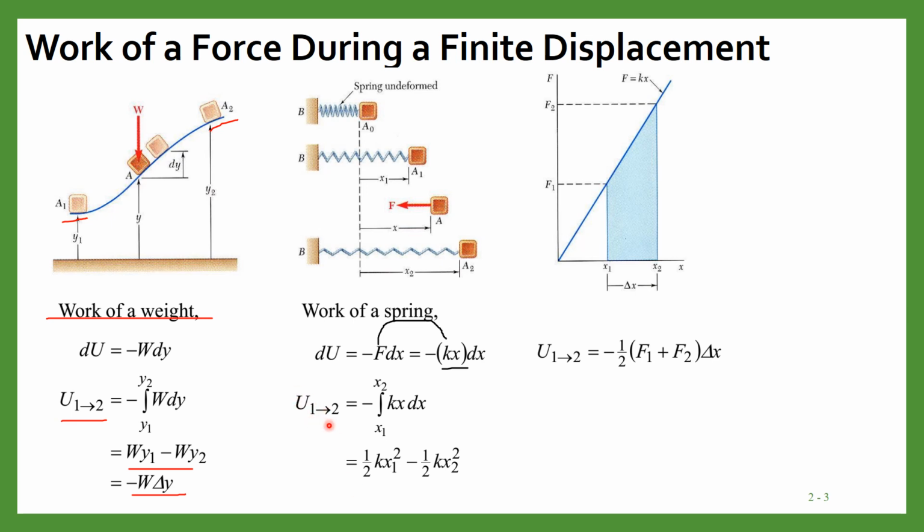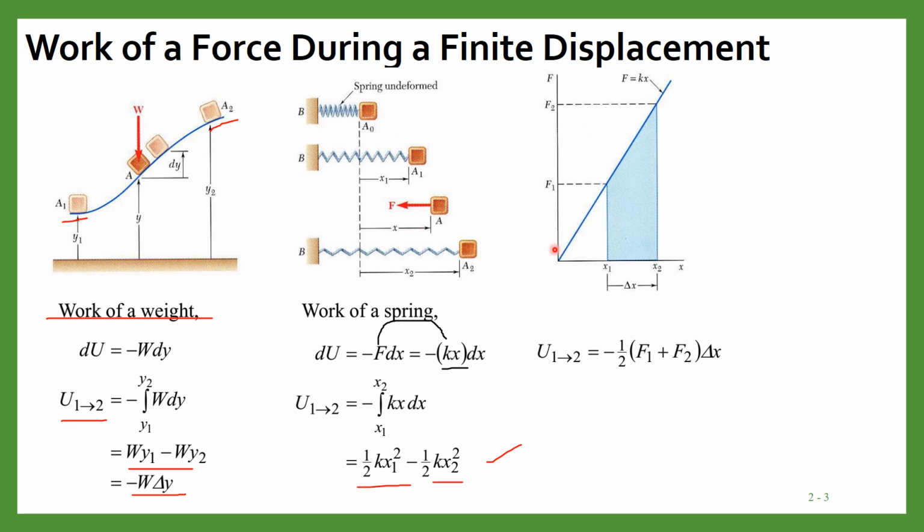So in this expression of work we can write kx dx, and for this finite displacement we have x1 to x2, and when you integrate this then you will get half k x1 square minus half k x2 square. So this is the work from a spring.